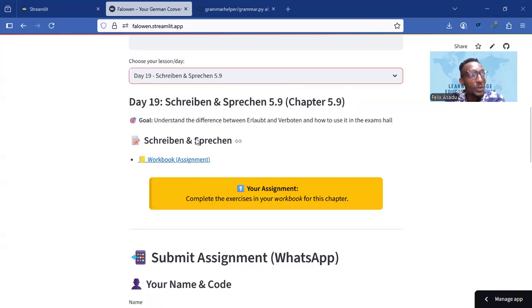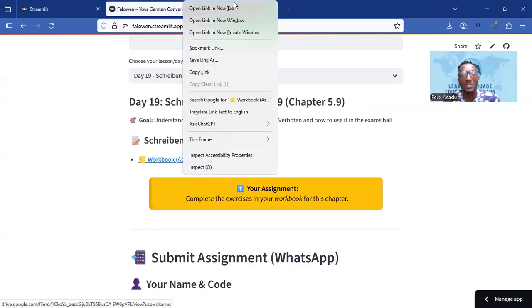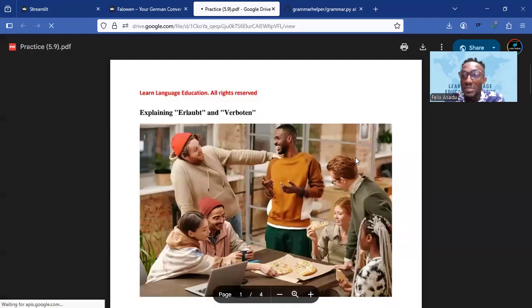So today we are doing Schreiben und Sprechen 5.9. And I'm going to introduce another important piece of information that will surely come in your exams, right?